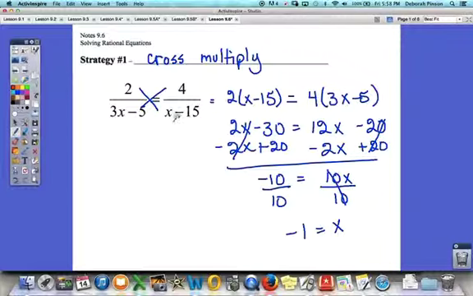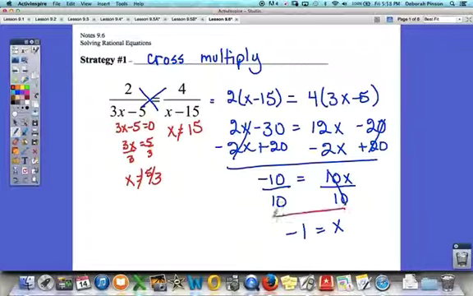Now, you do want to think about restrictions on these. You don't necessarily have to write them out, but you do want to make sure your answer is not a restriction. So my restrictions would be 15, and this one I'm actually going to write down, so it's equal to 0 and solve. I'd move the 5 over, divide by the 3. So x cannot equal 5 over 3. Neither of these is negative 1, so that's a good answer. So you don't necessarily have to write your restrictions, but you need to think about them. Make sure that you don't have a restriction that's also an answer. Okay, so strategy 1 is if you've just got one fraction on each side of the equal sign, cross multiply.